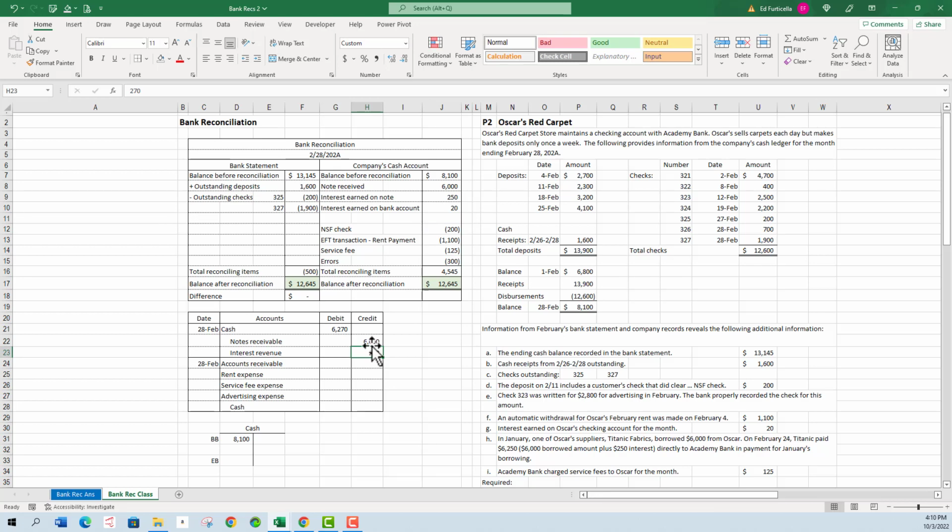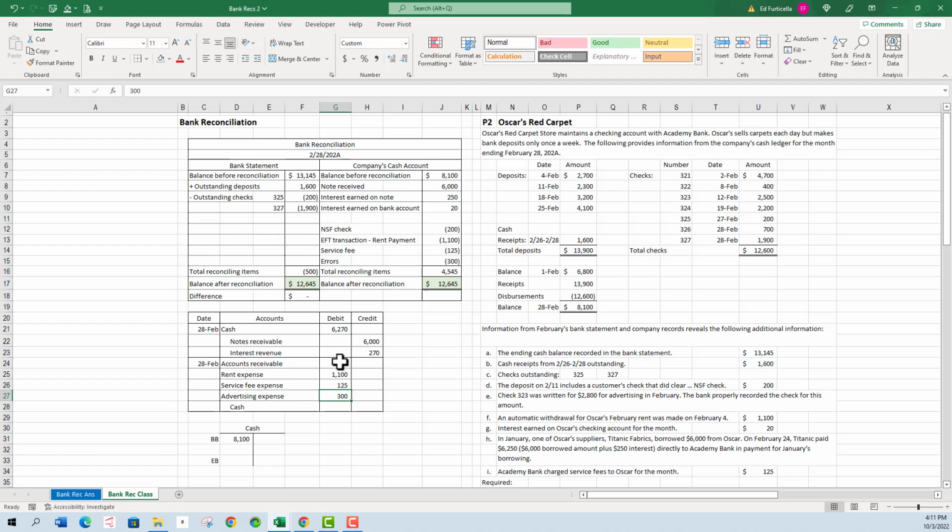Our second entry records the cash decreases that have taken place. We will debit accounts receivable for the $200 NSF check. We debit accounts receivable to record the amount that our customer still owes us due to bouncing his check payment; assets increase on the debit side. We will debit rent expense for $1,100 to record the electronic rent payment, service fee expense for $125 for bank service charges for the period, and advertising expense for $300 to correct our error made on check 323. Recording the advertising bill payment at $2,500 instead of $2,800 resulted in an understatement of advertising expense by $300. Because expenses increase on the debit side, these entries have all been debited.